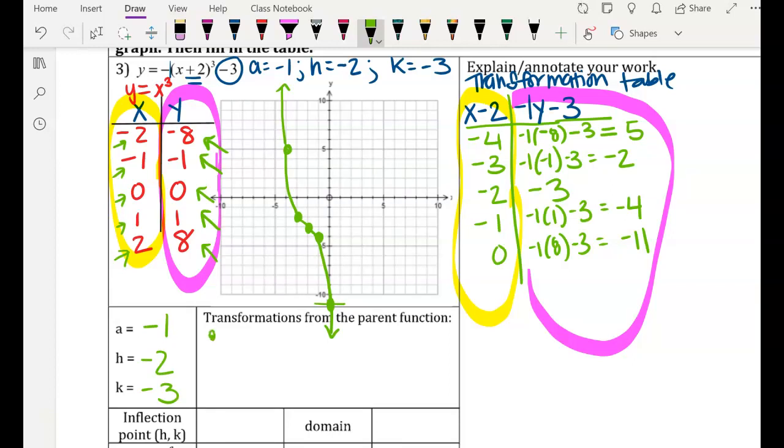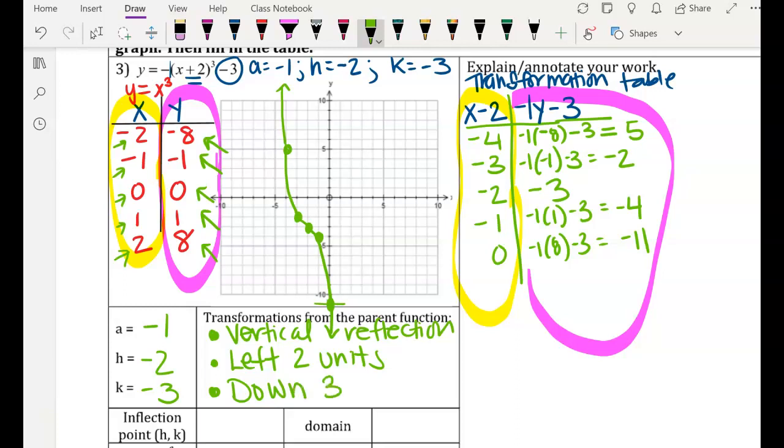So we have 3 transformations, 1 dot, 2 dots, and 3. The A being -1, it's a vertical reflection. The H being -2, we will go left 2 units. And then the K being -3, we are moving the entire graph down 3 units. So those are the 3 transformations.